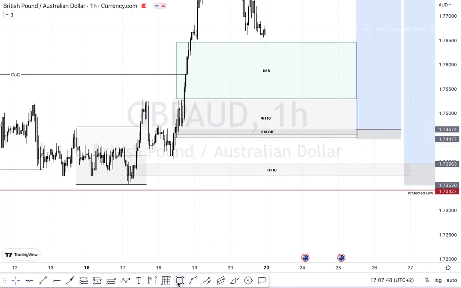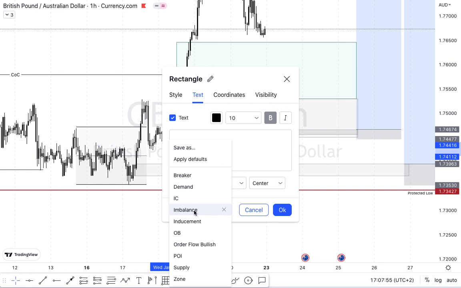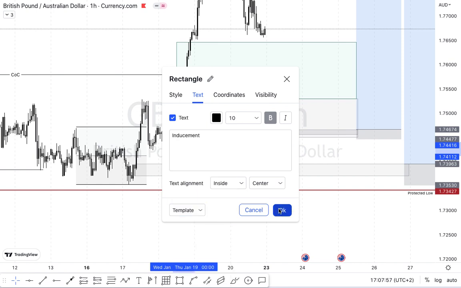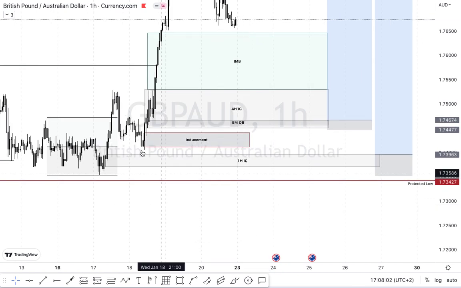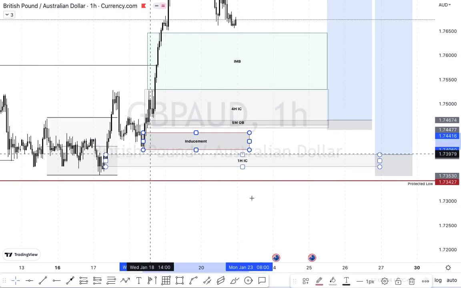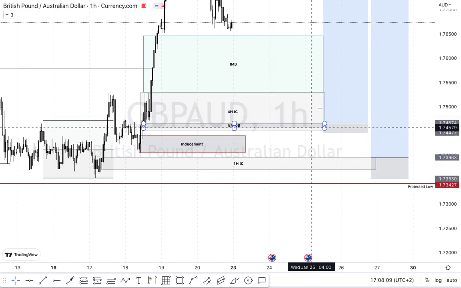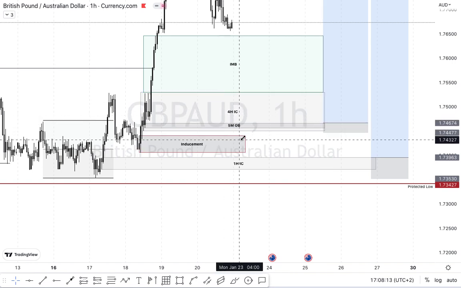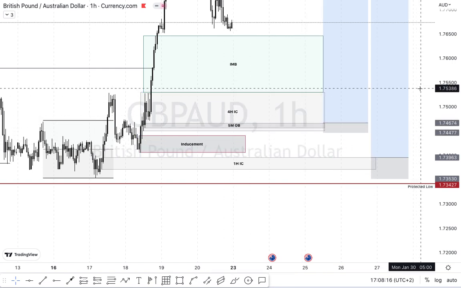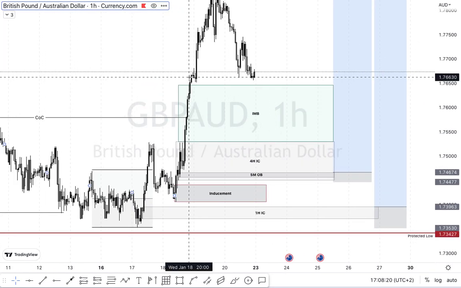So here's something interesting. Well, it could be inducement, so I'm just going to mark that out as inducement. So yeah, this could be our inducement. Of course, levels like this do get somewhat of a reaction, but they're not areas where you buy from to see those incredible RR playing out as far as price is concerned.